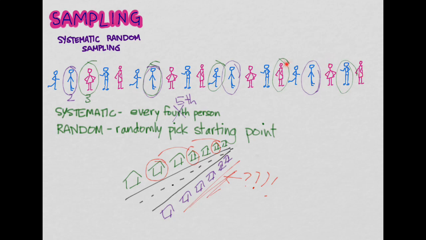As long as you randomly pick your starting point, that ensures that there's some randomness and everyone has the possibility of being chosen. And so we'll all commonly see this, picking every fifth patient that presents to the emergency room or every 12th patient that's admitted to the hospital as one way of achieving a sample.